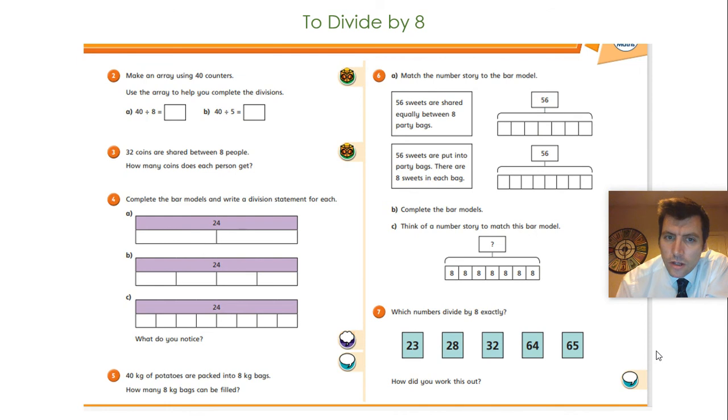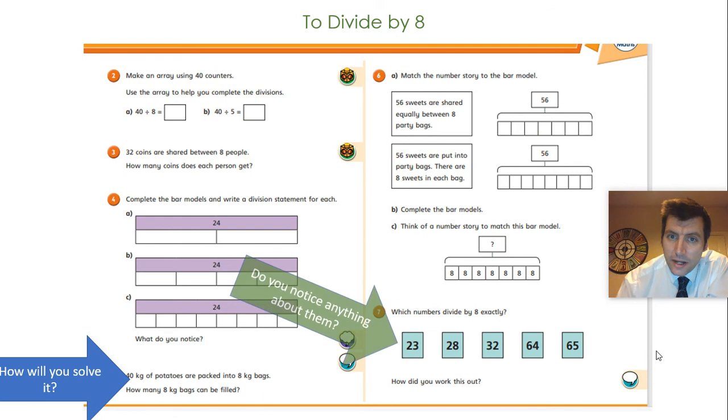Or you might do a picture. However you want to do it, it'd be lovely to see you sorting it through with a bit of an image as well, with understanding how you've solved that. So how will you solve that question? I can't wait to see.